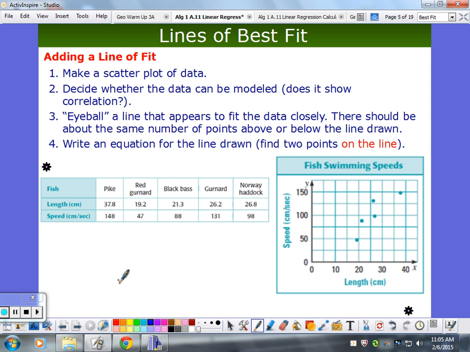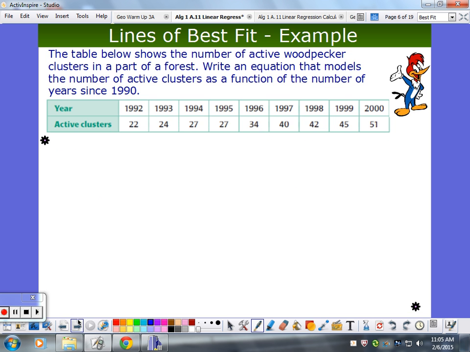Well, what if it's wrong? That's a good question. We're going to talk about that. Statistical predictions, are they always right? Good question. So we eyeball this, and we just go, that's a bad eyeballing of it. We just did that on the other slide. So I mean, that's it. That's really all there is to adding a line of fit.